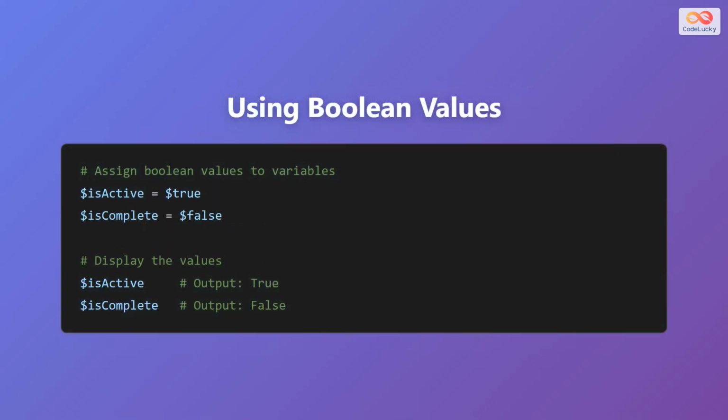You can assign Boolean values to your own variables just like any other data type. For example, you can create a variable called $isActive and set it equal to $true. Similarly, you can create $isComplete and set it to $false. When you display these variables, PowerShell will output True or False with a capital T or F. This is how you store and work with Boolean states in your scripts.